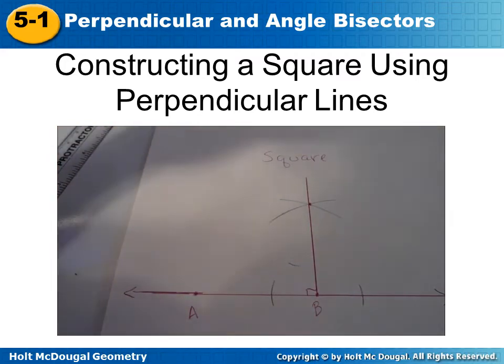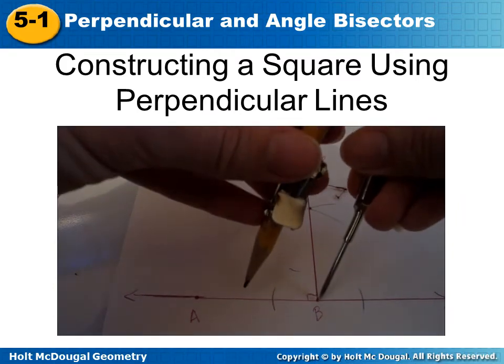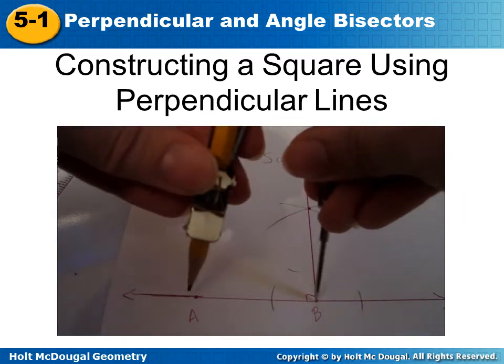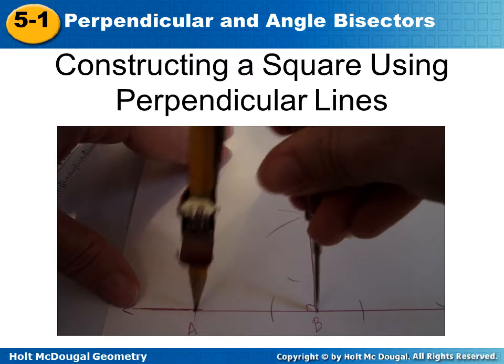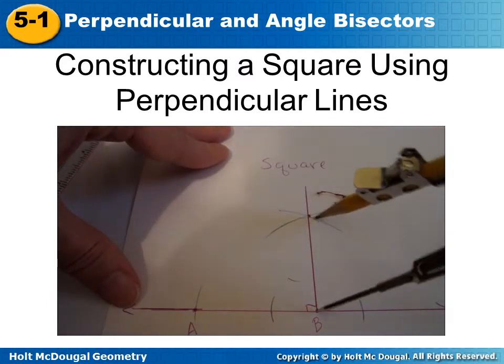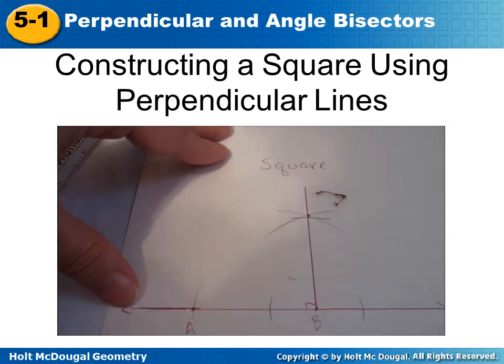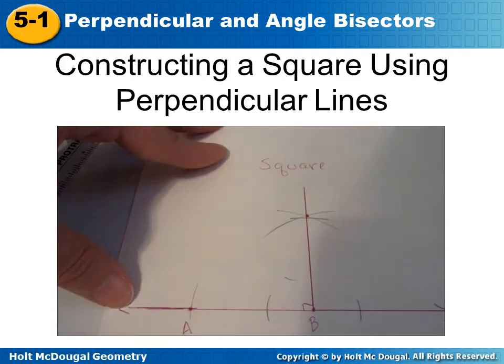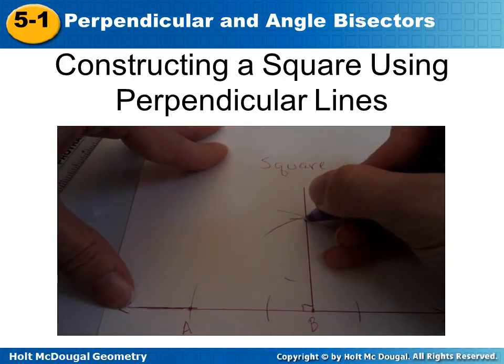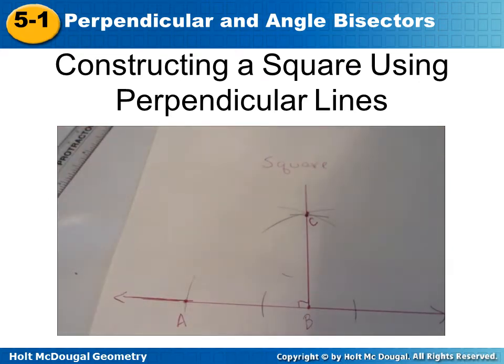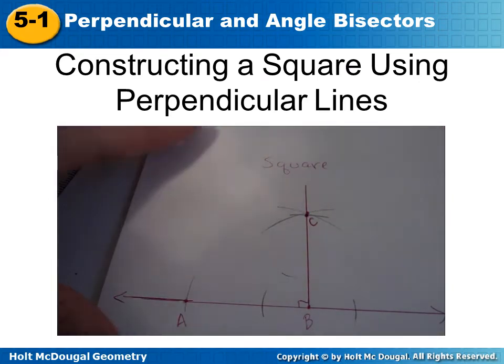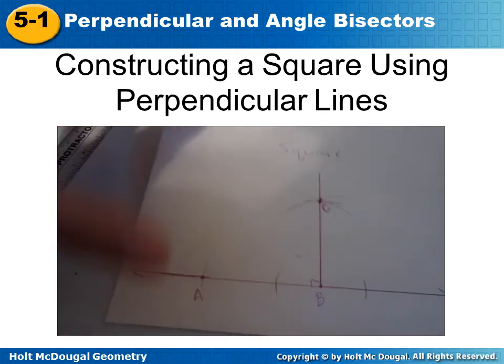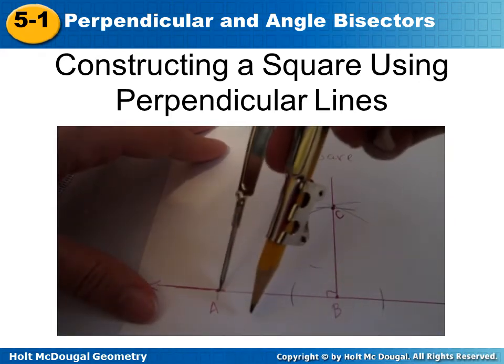Now we need to measure the side of a square, because a square has both 90-degree angles and sides that are equal. So we need to measure this and see how far up we need to go here, and it looks like our point was actually very close to where it should have been. I'm going to go ahead and put a point right there where that crosses. That's point C. So that's the second point, or the third point of our square.